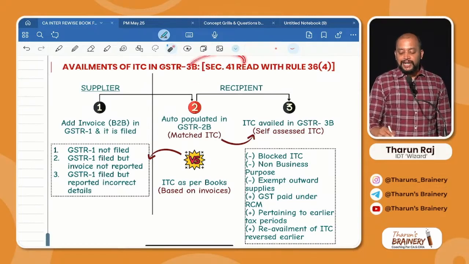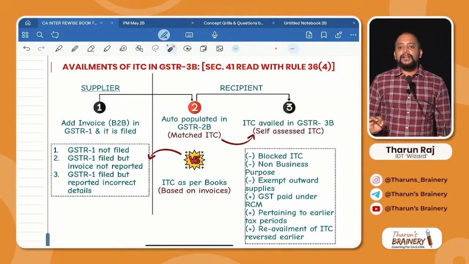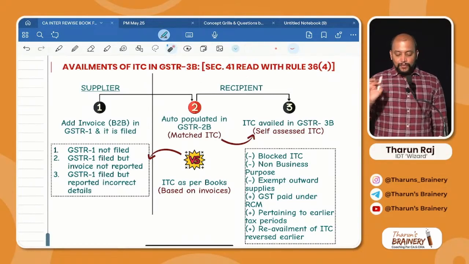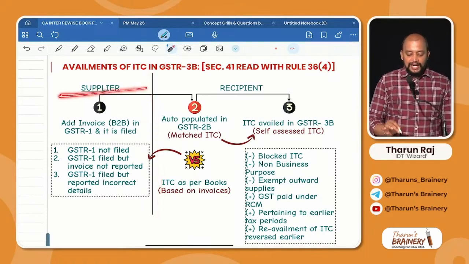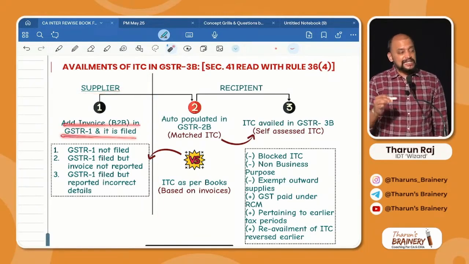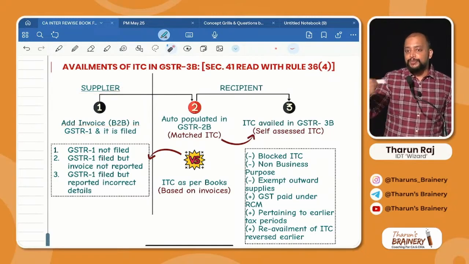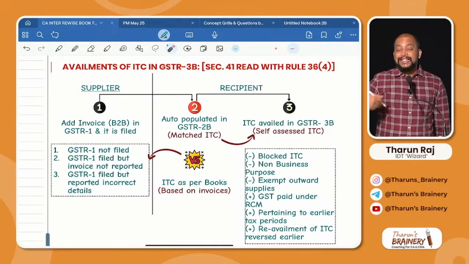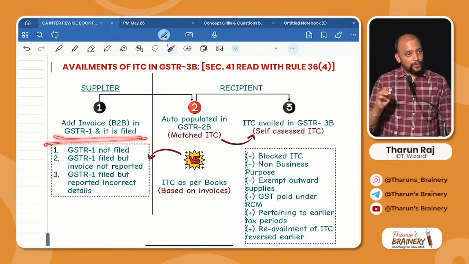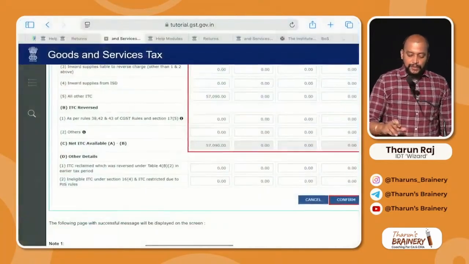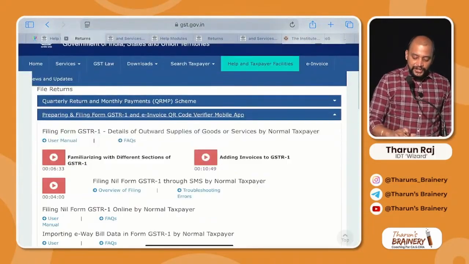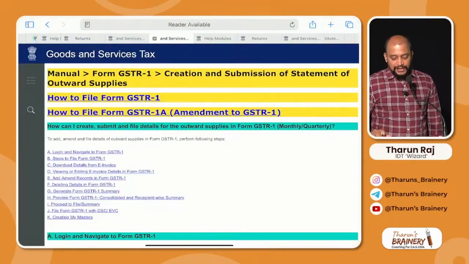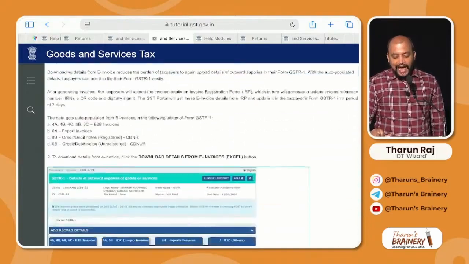So section 41 contains this information. 41 deals with availment of ITC. What does it say? First, you see the supplier. The supplier will add the invoice in GSTR 1. Which invoice? B2B invoice. What does B2B mean? Sale to a registered person, and he will file it in GSTR 1. So the supplier will enter the details in GSTR 1, and he will take add invoice.